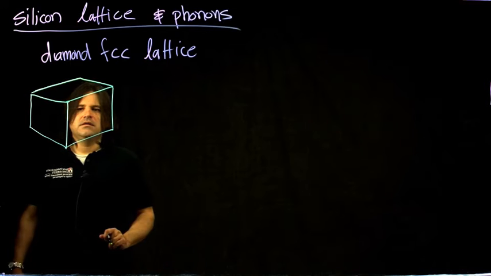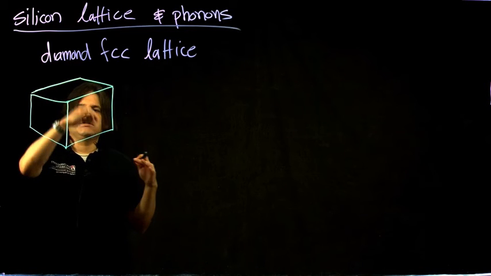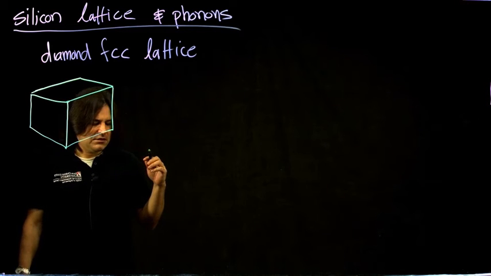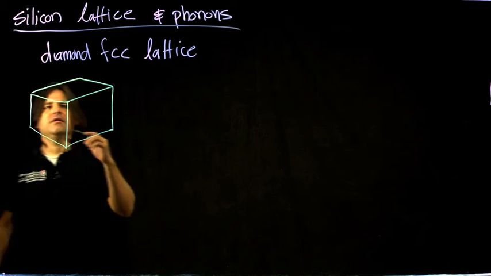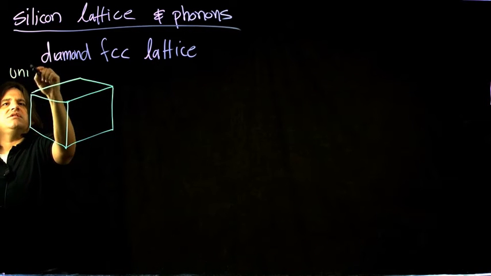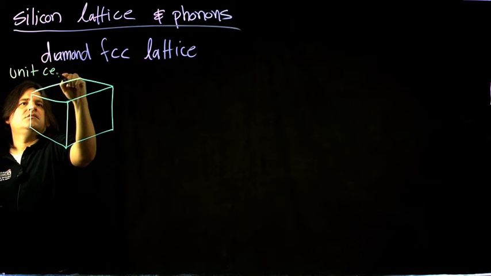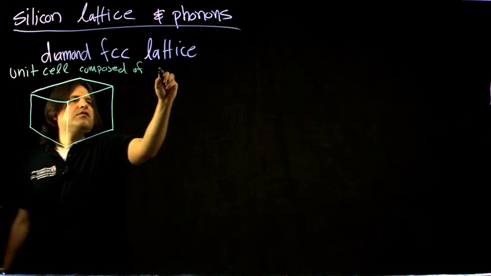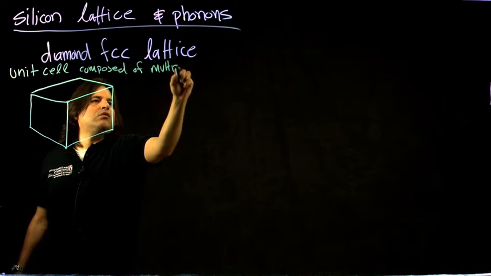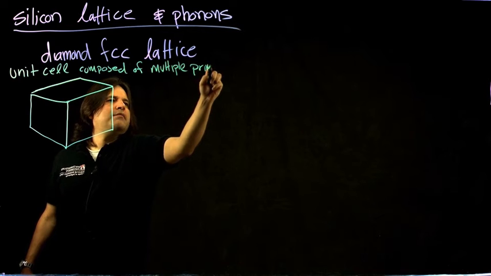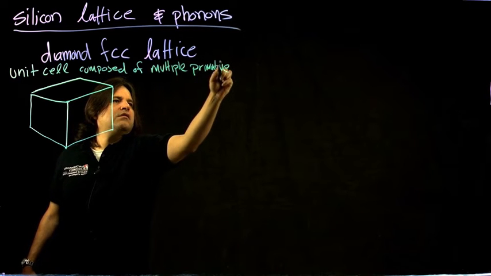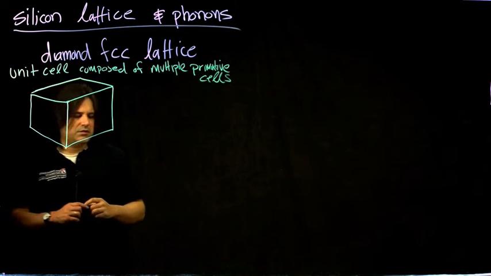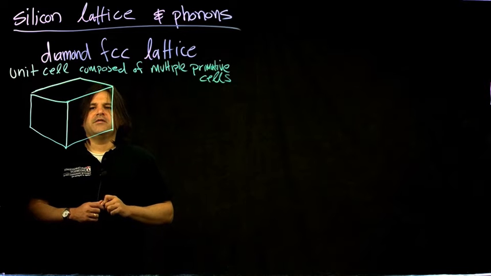Okay, so then this is the cube of the lattice. This would be a unit cell consisting of multiple primitive cells. So I'll write that here. This is the unit cell composed of multiple primitive cells. I'll talk about what that means specifically next, but let me finish out this unit cell.